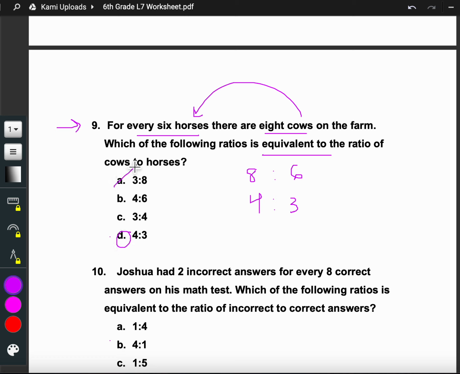A would not match because one of the numbers is not simplified. B would not match because one of the numbers is not simplified. And you should not get C unless you switched these numbers, unless you thought it was asking horses to cows. But it does clearly say they're asking cows to horses. So keep that in mind when choosing the option.